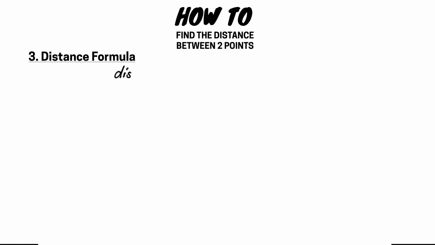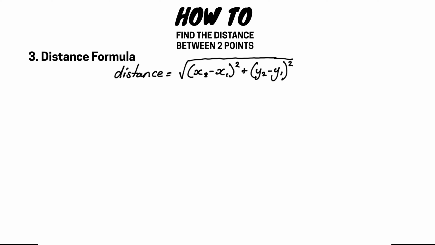Our third method is using the distance formula. This formula is best used when you are just listed 2 points rather than having them plotted on a number plane. So in this example, let's find the distance between the points -1, 3 and 2, 1.